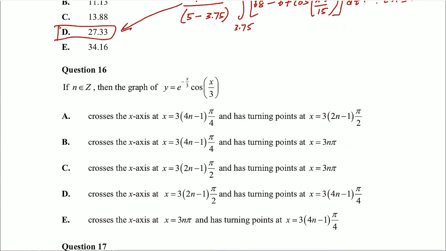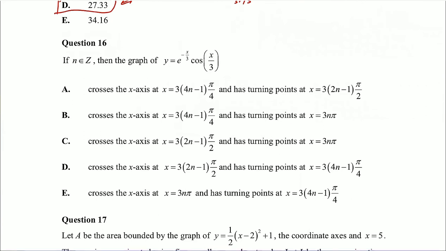Now this question, Question 16. The graph of y, you can see how these people give you questions. Very smart, I told you always: exponential with trigonometric together, right? If n is an element of Z, then the graph crosses the x-axis at x equals this, and the turning point of this one, right?